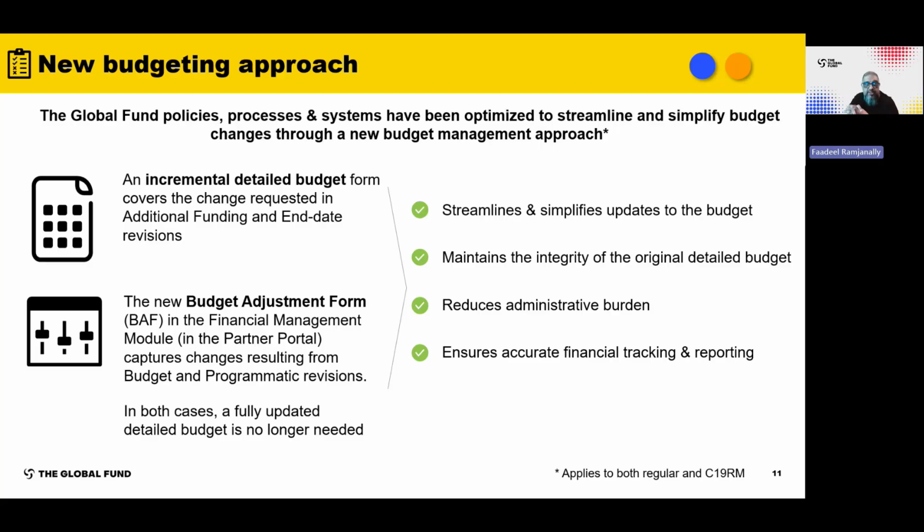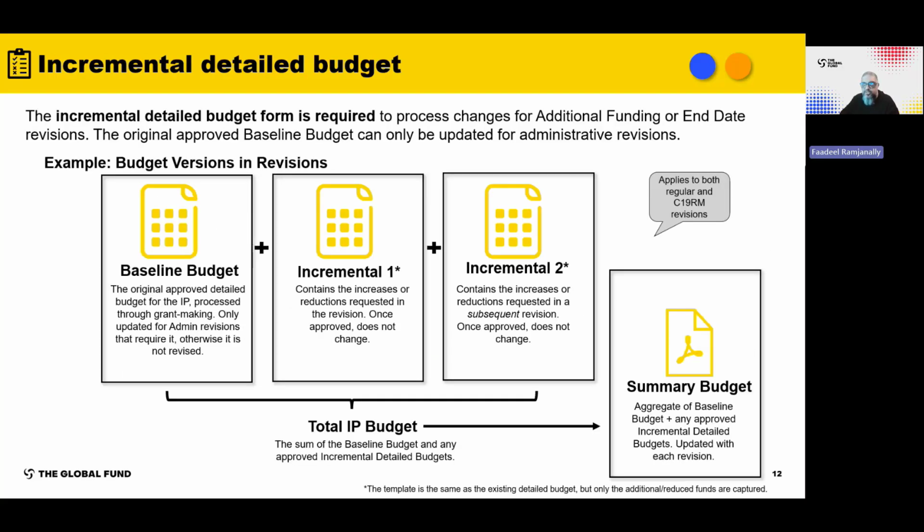So what this means is that we are going to use the new budget adjustment form, which will be a simplified version of how adjustments are to be made. So let's go to the next slide, where we will explain in a little more detail what we mean by the incremental detailed budget form. And I think for those of you implementers that have been implementing the C19RM component, this will speak to you because it is the exact same approach that we are doing now.